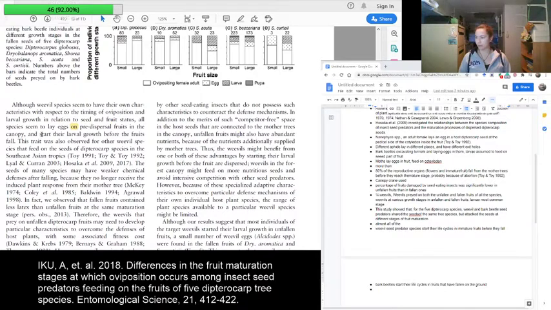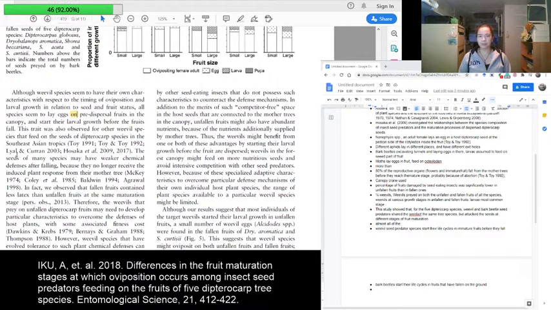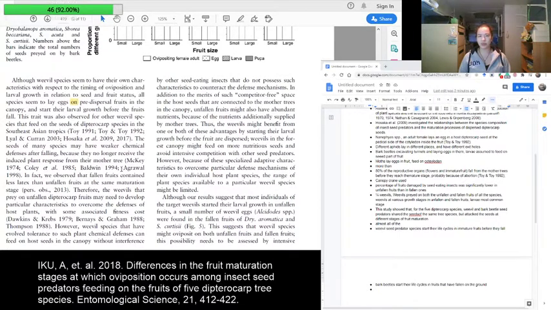That's basically what I looked at before, isn't it? Yeah, they start their life cycles before the fruits have fallen on the ground. That's the same as what they said before. This trait was also observed for other weevil species that feed on the seeds of dipterocarp species in the Southeast Asian tropics. Okay. The seeds of many species have weaker chemical defences after falling because they no longer receive the induced plant response from their mother. Yep, they said that in the intro.